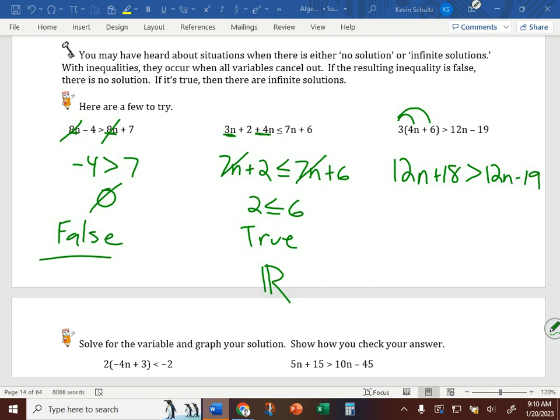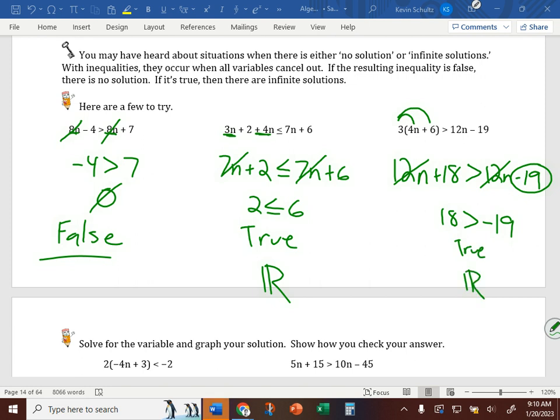12n plus 18 is greater than 12n minus 19. We see the same number of variables on both sides. That means they're just going to cancel out. We're left with the statement 18 is greater than -19. Don't forget that sign belongs to the number, right? Is that true? Yes, it is. All real numbers.